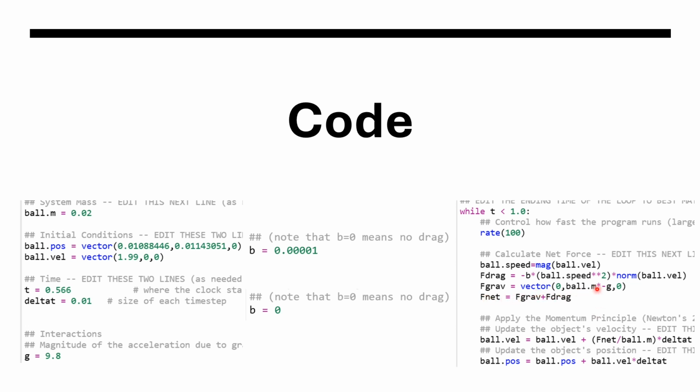Since the force of gravity is only in the y, we don't have to have the v hat in the code, but you could, but it's really unnecessary. And then F net equals the force of gravity plus F drag, and then we just have our velocity update formulas and our position update formula.